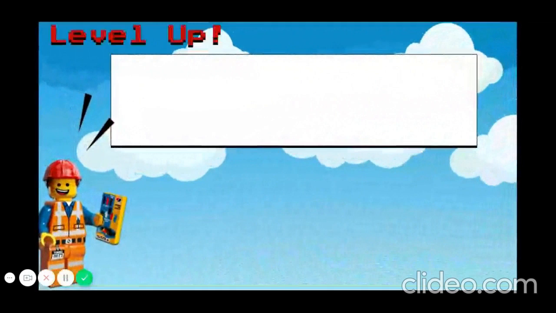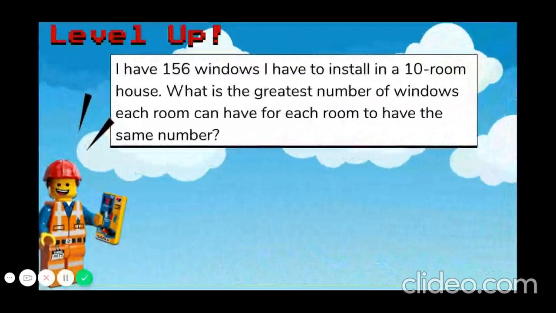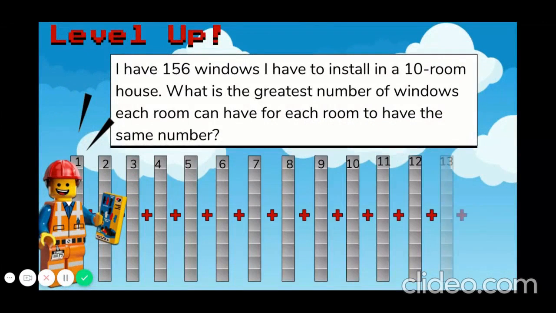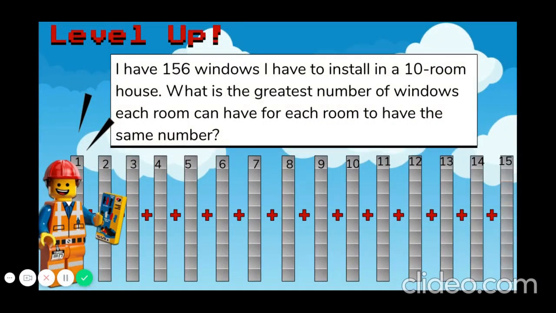So let's try one with windows. What if we have 156 windows and we have to install these windows in a 10-room house? What is the greatest number of windows that each room can have for each room to have the same number? So 156 is 10 added 15 times, meaning that we have 15 equal groups of 10. Now, the key word here is equal. What do we do with the remaining 6 windows?